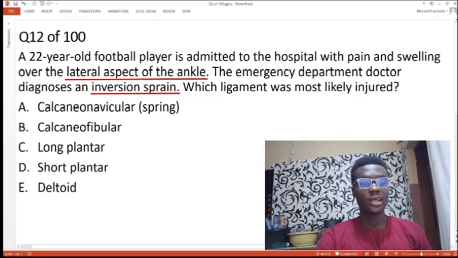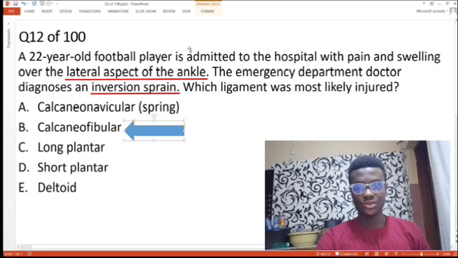And in an inversion sprain, like I mentioned, the lateral collateral ligament is torn, right? It's a forced inversion of the foot, which leads to a sprain or tear in this ligament. Most times it is the anterior talofibular ligament or the calcaneofibular ligament. It rarely occurs in the posterior talofibular ligament. So it's either of those two ligaments that you can have an inversion sprain. So going by that, the correct answer to our question is option B. The calcaneofibular ligament is the correct answer.